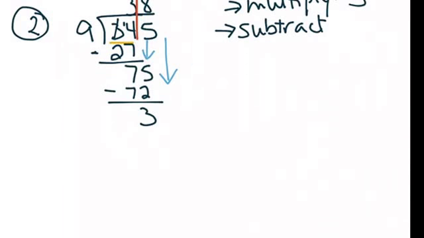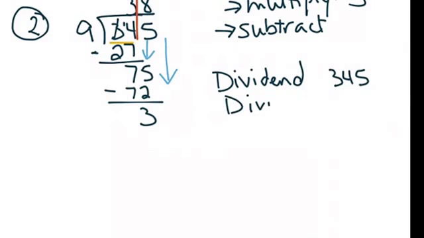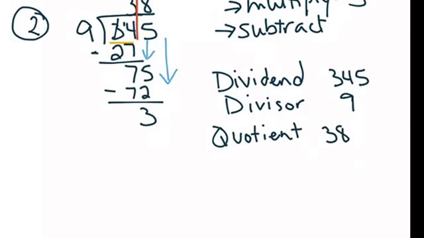So let's go through all of our terms. The dividend is 345. The divisor is 9. Now here's where we have to pay attention. The quotient. In class, I had a lot of people saying 38.3. This is not a decimal. This is a remainder. So it's 38 with a remainder of 3. That R stands for remainder.